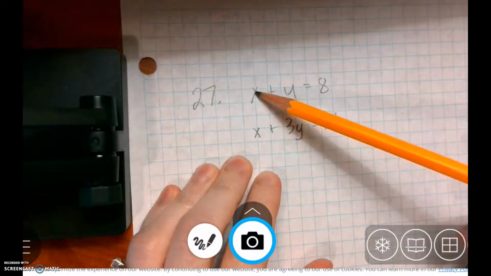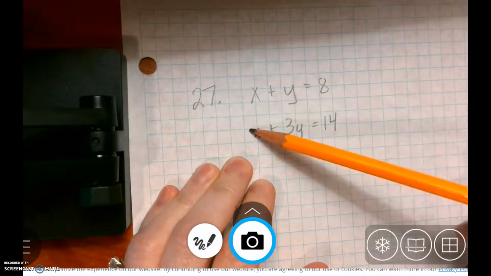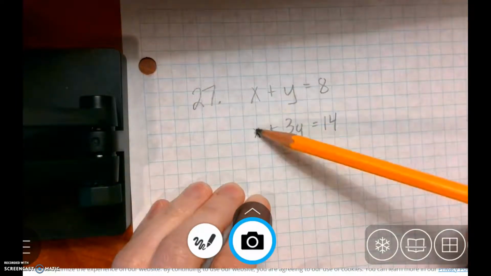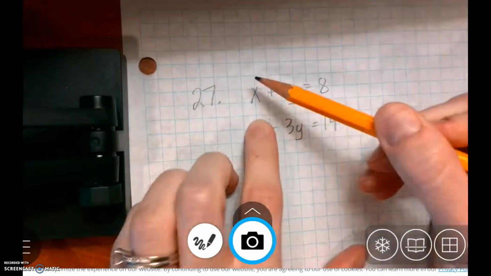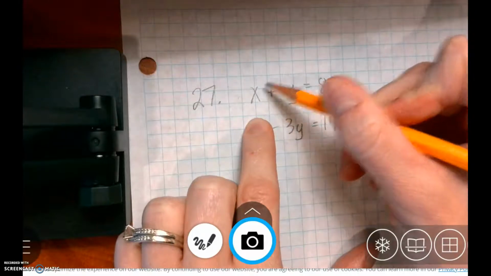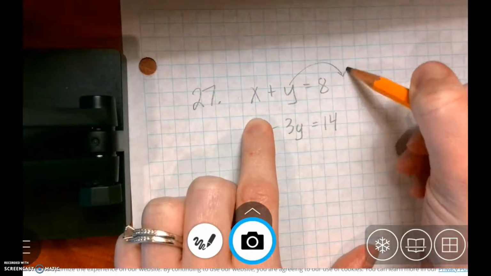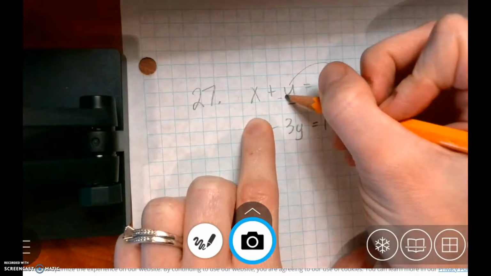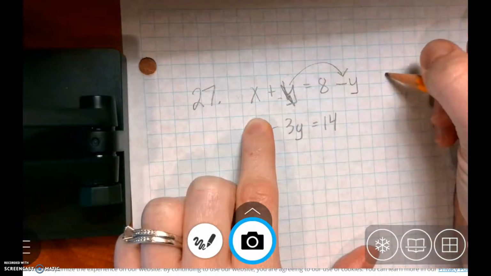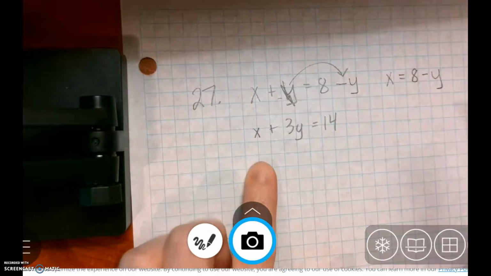So x here and here doesn't have a number in front of it, called a coefficient. So I'm going to get x alone in each of these. You could get y alone also. To get x alone, to isolate it, I need to move this y across the equal sign. So it would turn to the inverse, which would be minus y. So now my new equation is x equals 8 minus y, and x is alone.